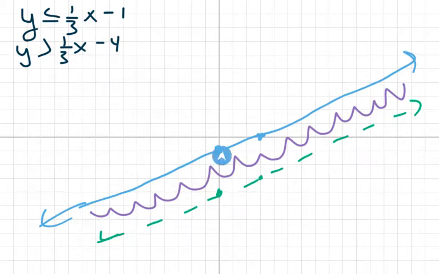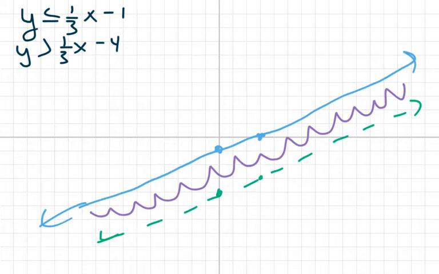Next one, this one we have y is less than or equal to 1/3 x minus 1. So down 1 and then we go up 1/3. That's a solid line and we're shading underneath it. And then the next one is y is greater than 1/3 x minus 4. And so there's your line there. That's a dashed line and you're shading above it.